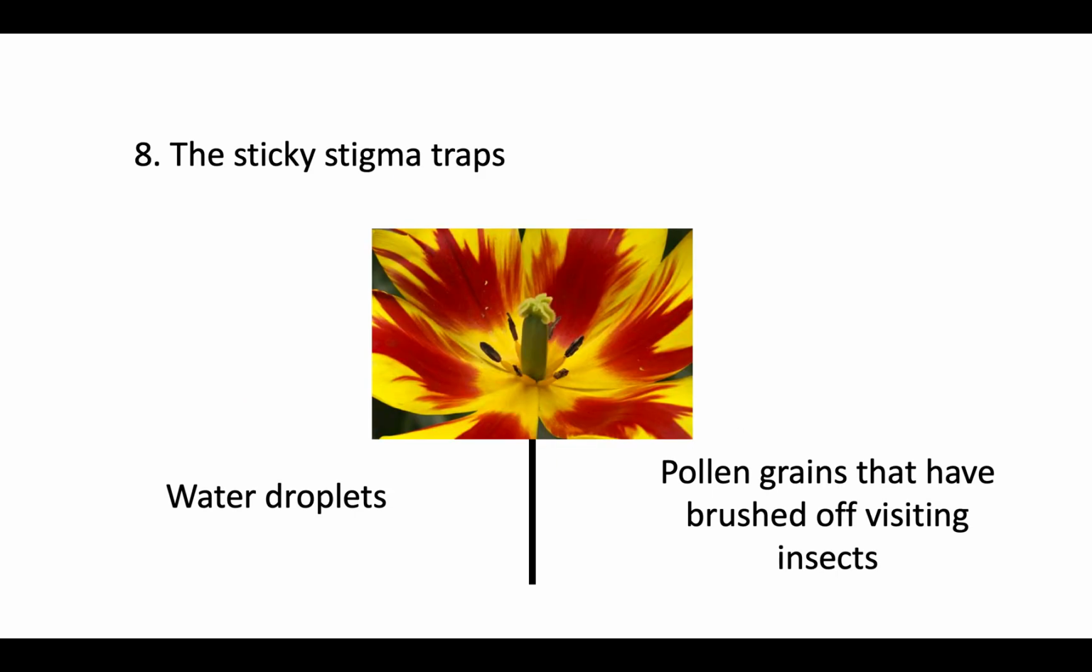Right, 8. The sticky stigma traps what? Water droplets, A, or B, pollen grains that have brushed off visiting insects. Oops, you've got to get this one right because I've kind of already told you. And of course it's B.